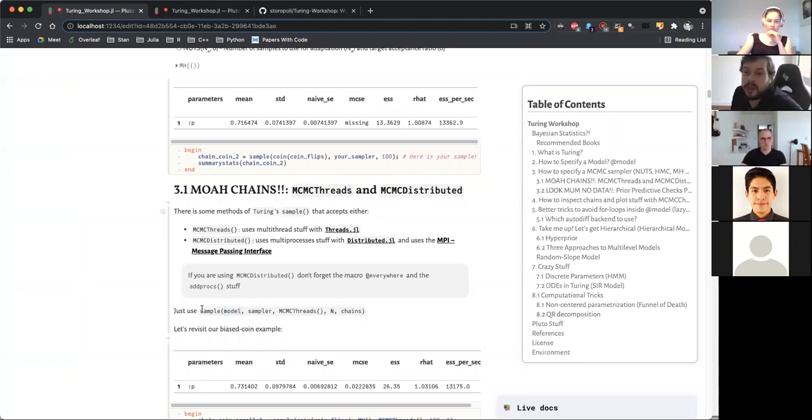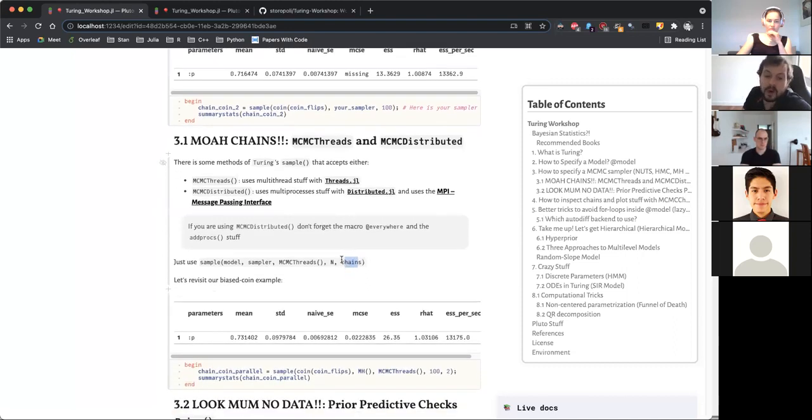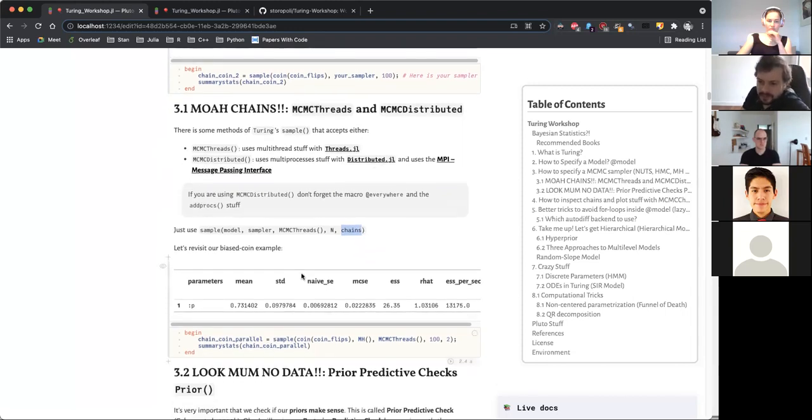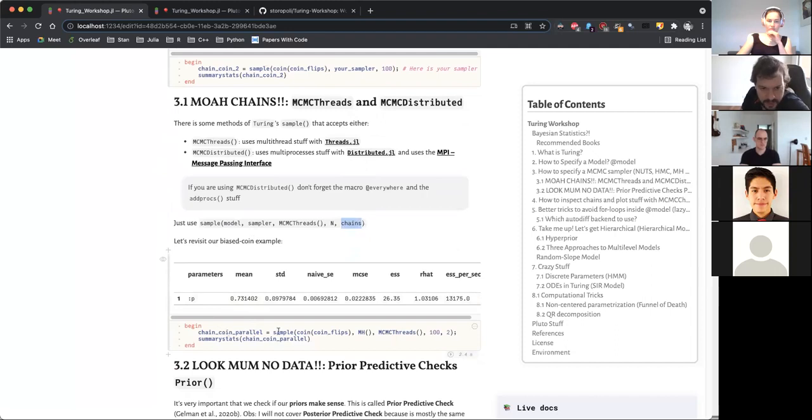So it's just another method signature for sample. You specify your model, a sampler, that's Metropolis-Hastings, NUTS, or something. And then you specify MCMCThreads or MCMCDistributed, the number of samples and how many chains you want for your model to run in parallel. So for your model to run, and it will use all the parallelizable cores that you have available. And this is how we do it.